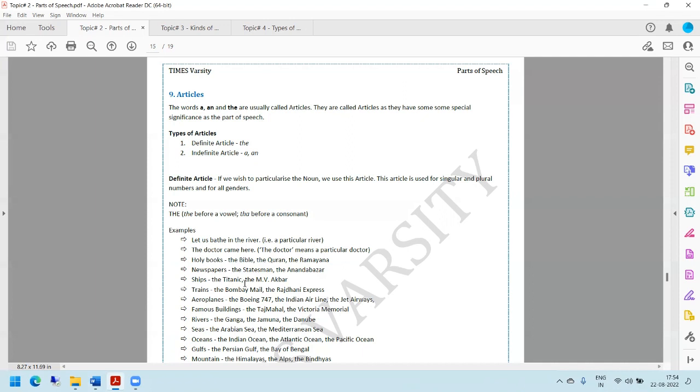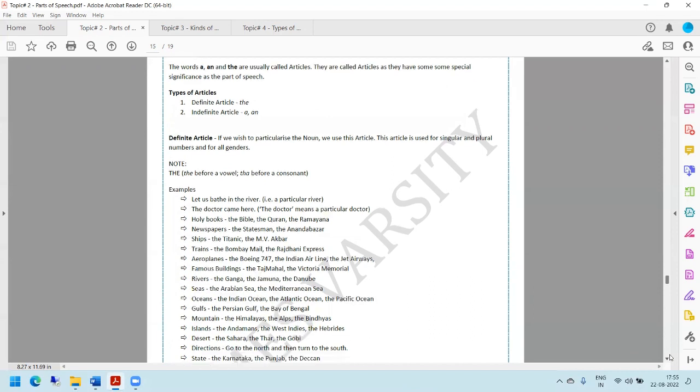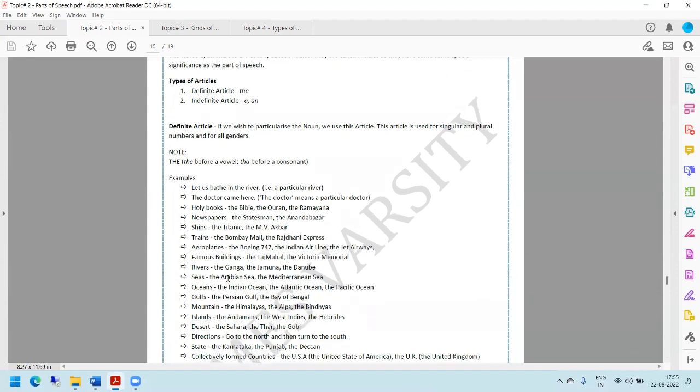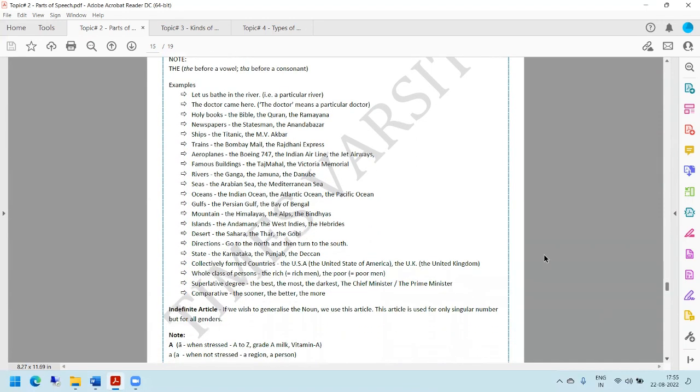Similarly with ships, the Titanic, right? And trains, the Bombay Mail, the Rajdhani Express, right? And aeroplanes, the Boeing 747, the Indian Airlines, the Jet Airways. Similarly with famous buildings, the Taj Mahal, the Victoria Memorial, and with rivers, the Ganga, the Jamuna, right? And then with seas, the Arabian Sea, the Mediterranean Sea, with oceans, with gulfs, with mountains, islands, with these, the "the" is used.